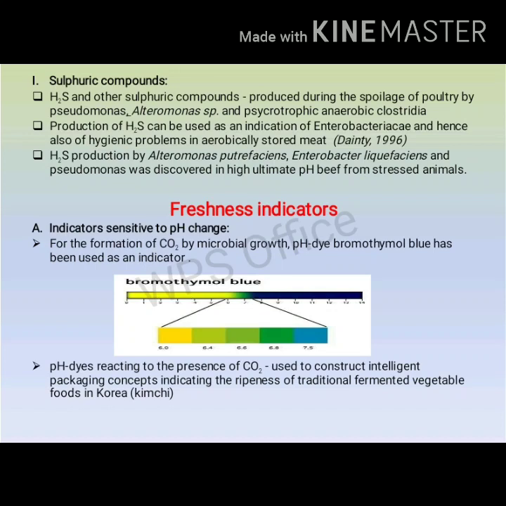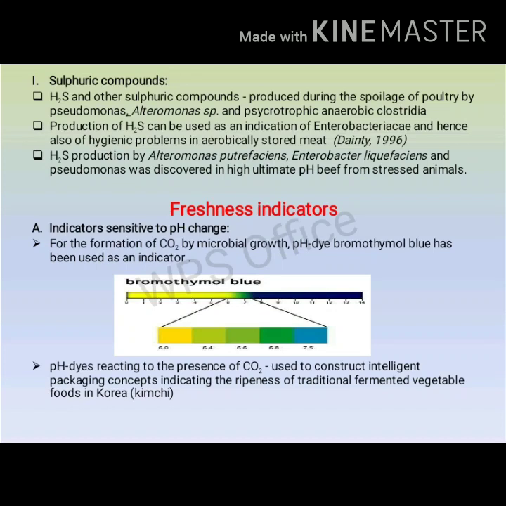Production of hydrogen sulfide can be used as an indication of Enterobacteriaceae and hence also of hygienic problems in aerobically stored meat. Hydrogen sulfide production by Enterobacter putrefaciens, Enterobacter liquefaciens and Pseudomonas was discovered in high ultimate pH beef from stressed animals. Now let's discuss the examples of freshness indicators.